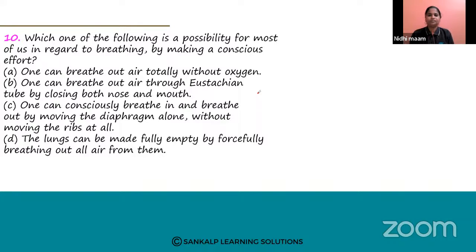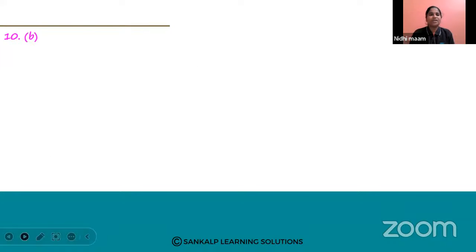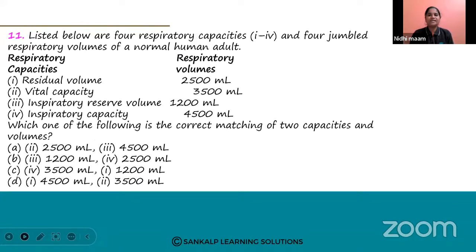Okay, let us check the answer here. The answer is option B. One can breathe out air through the eustachian tube by closing both nose and mouth. Next question. Listed below are four respiratory capacities and four jumbled respiratory volumes. Okay, it is similar. Next question.